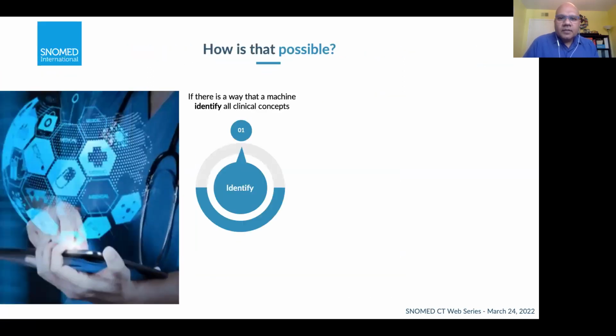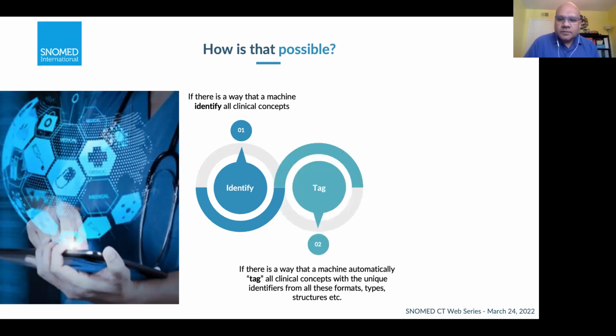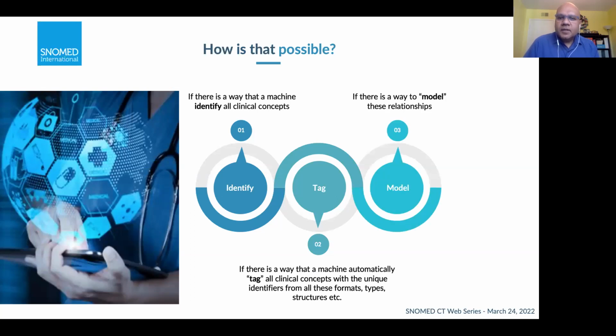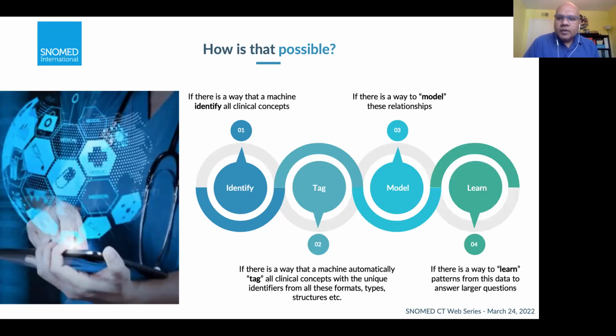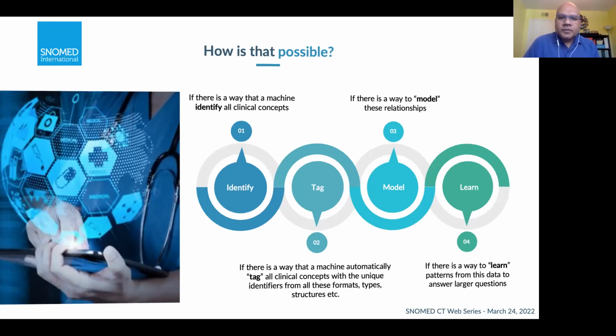And then the question is, if we had that, what do we do with it? The important thing from a computational perspective is that if the machine can identify a clinical concept, maybe the machine can tag it, meaning it can identify and uniquely define what these things are. And once we have that data, maybe we can model these relationships in some way. And once we have a model, maybe we can learn from it. And what do we learn? We learn some sort of patterns, for example. So that's the computational way of looking at it.